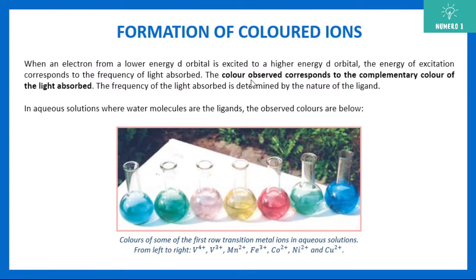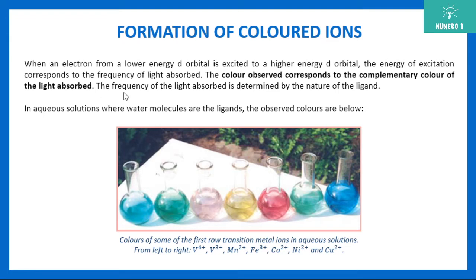What happens actually is the ion may get excited, and since the energy difference between d orbitals is not that much, there might be a transition between d to d orbital. When an electron from a lower energy d orbital is excited to a higher energy d orbital, the energy of excitation corresponds to the frequency of light which it has absorbed. So it will absorb some light, and the complementary color is what we will see. The color observed corresponds to the complementary color of the light which has been absorbed. So this is the idea.